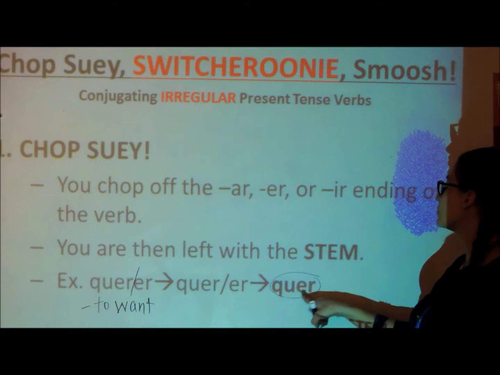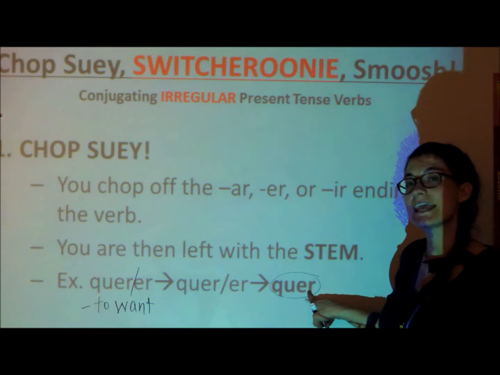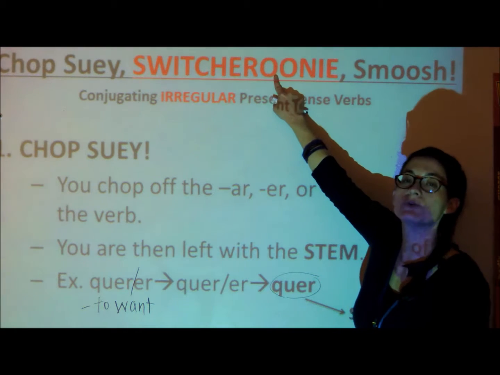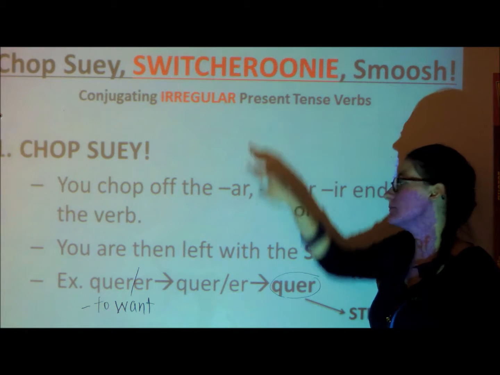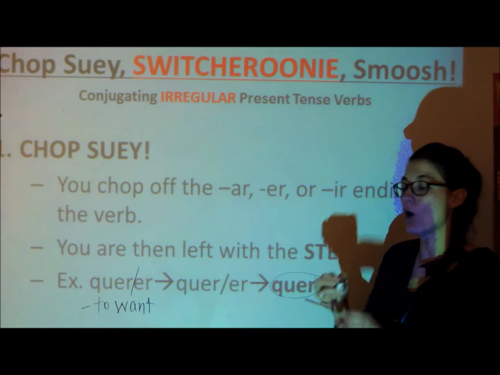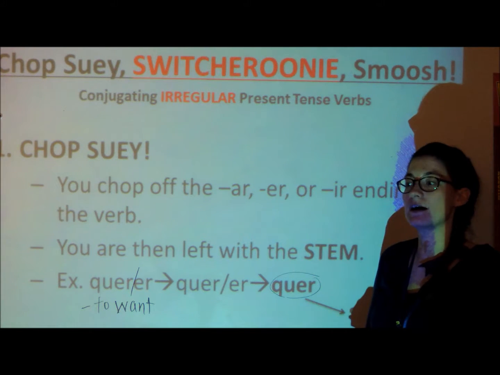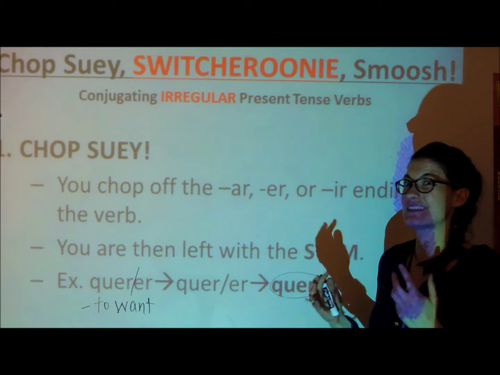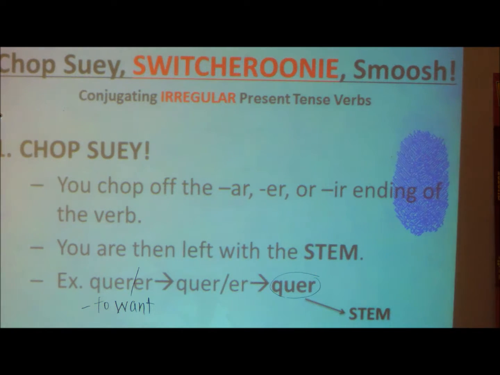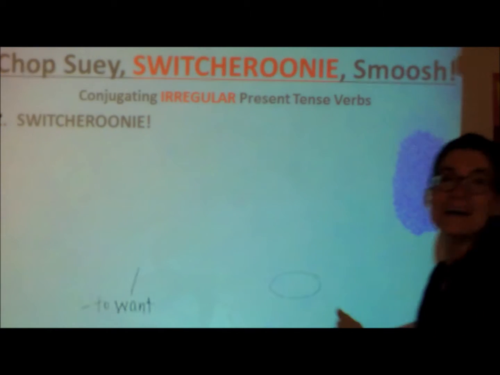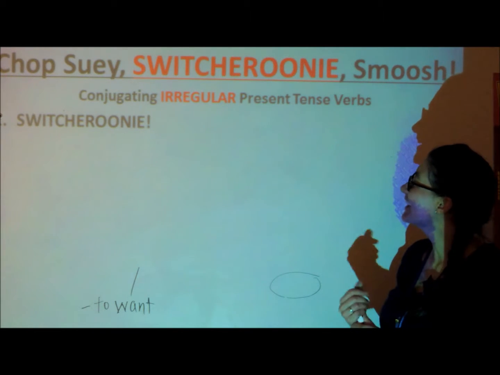So we have Q-U-E-R. It's really important to take note of what letters are in the stem so that when we get to the switcheroonie stage, you can make sure that you have all of the letters that you still need in that stem after that step, okay? All right. So let's take a look at switcheroonie.